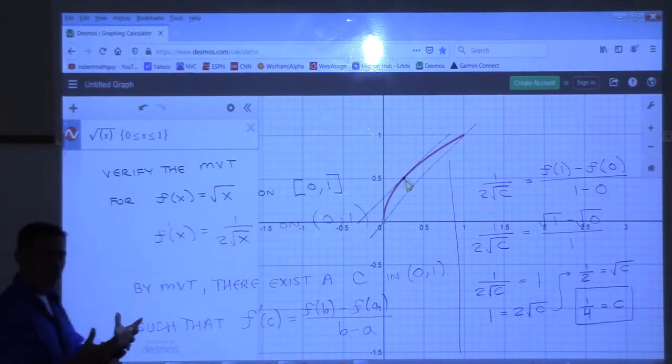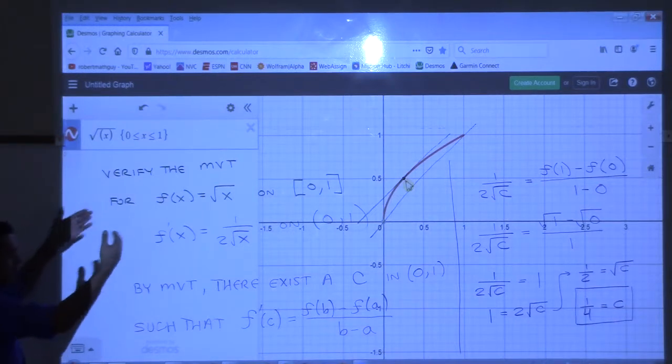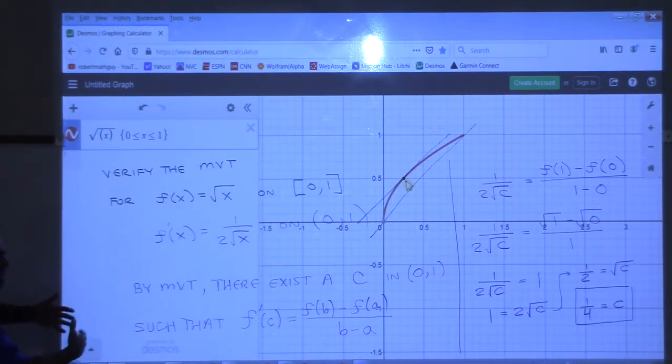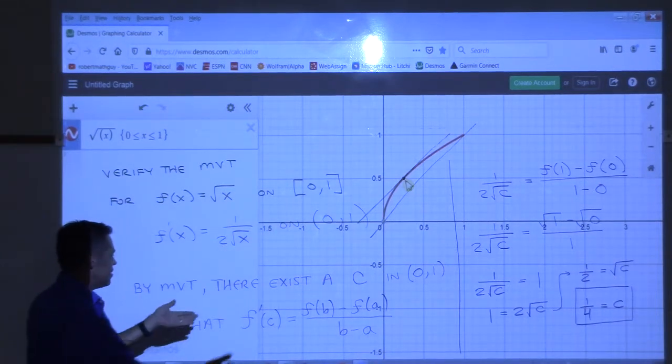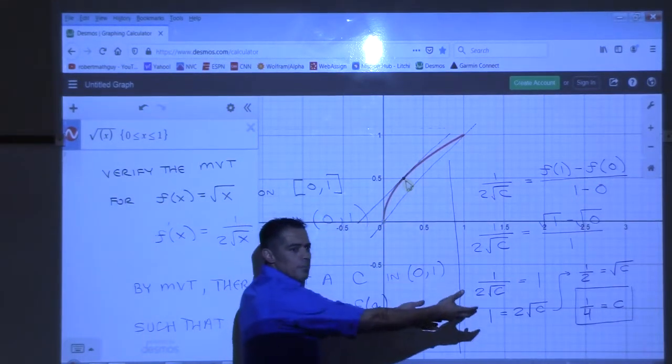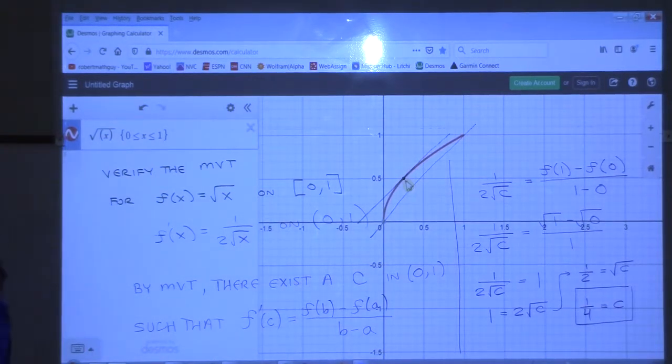Should I work through another example, or do you think you could do one? I don't mind doing another one, but the process is the same for each one. Take the derivative, make sure it exists on the interior. You set up this equation, you work through the algebra, solve the equation for c. One more? Okay.